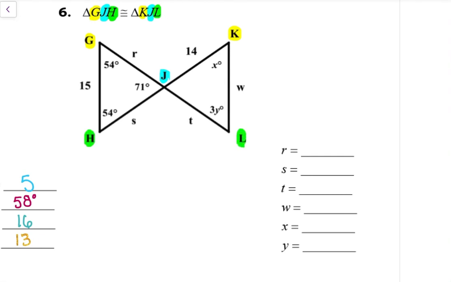Starting off with R. R is this side right here, which is between yellow and blue, which is the same as this side, also between yellow and blue. If that one's 14, then this one has to also be 14. So R is 14.